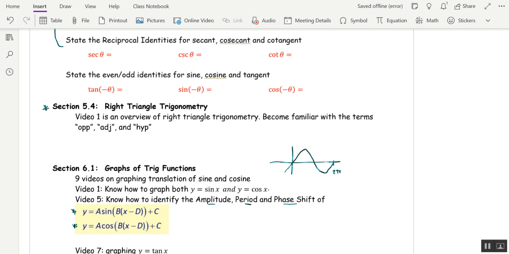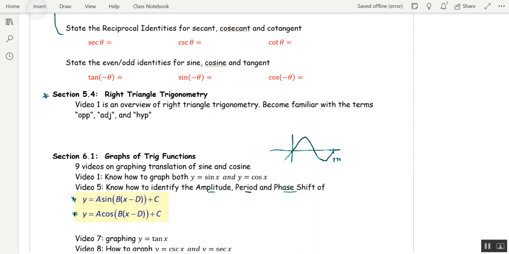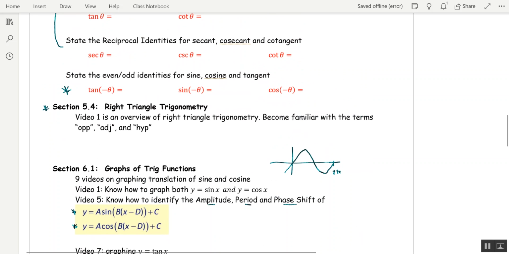The last video in this section is the negative angle identities. I call them even odd, but your book calls them the negative angle identities because they involve negative angles. And so you should know those 3 identities.